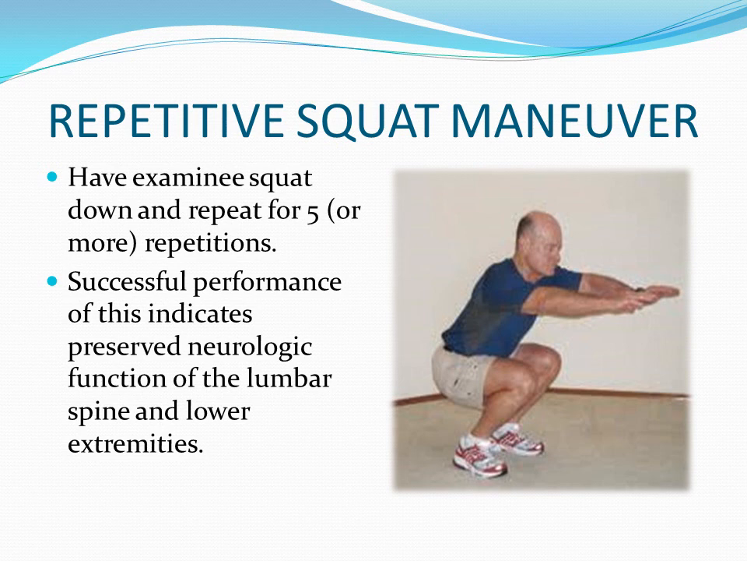So let's think about it. If your examinee is able to complete 5 repetitive squats, what does that indicate? Well, it indicates preserved and intact function of a lot of structures associated with the lumbar spine, a lot of structures associated with the lower extremities. For example, what would the repetitive squat maneuver tell you about the function of the quadricep muscles? It would tell you that the quadriceps are preserved, correct?